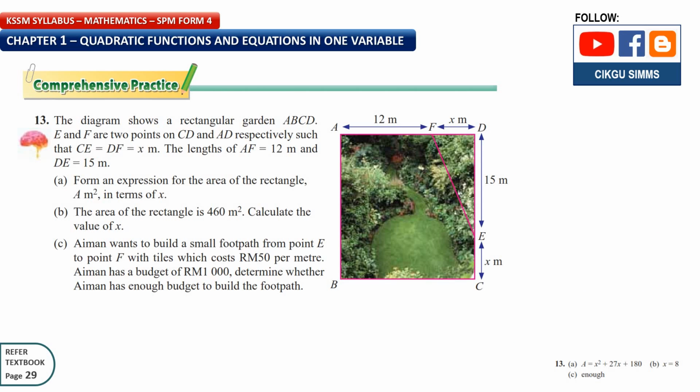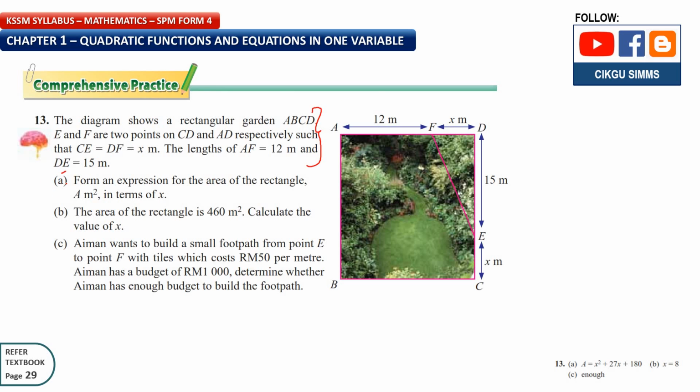Okay, so question 13. The diagram shows a rectangular garden ABCD, and E and F are 2 points on CD and AD, such that CE is x, and then FD is also x. The length of AF is 12, and DE is 15. So everything is already given for you. They are all shown in the figure already, all this information.